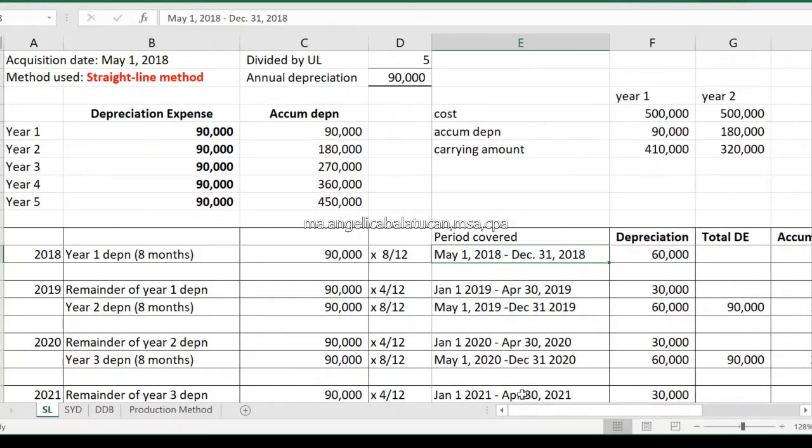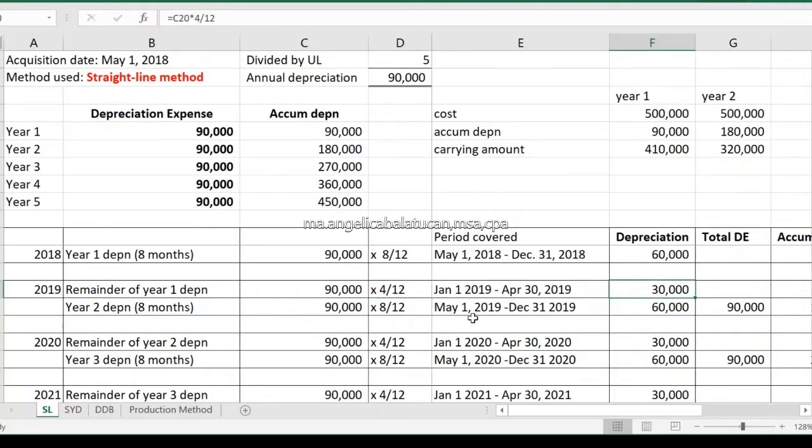Then for year two, there's a remainder of the depreciation from year one. So remember, we have 90,000 supposed to be for the year one depreciation, and we only recognize 60,000 because there's only 8 months for 2018 that the asset is being used. So you have 90 minus 60, that would be 30,000. Or you may use the formula 90,000 times 4 over 12. So that would be 30,000 pesos.